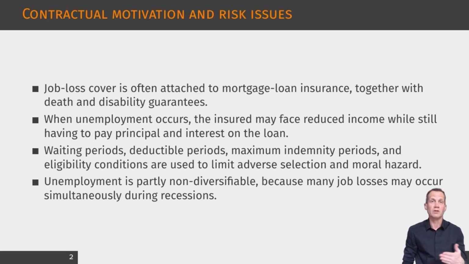Job loss insurance is usually sold in a very concrete financial context. A typical case is a mortgage loan. The borrower has taken out death and disability insurance, and job loss cover is added as an optional rider. If unemployment occurs, the borrower generally experiences a reduction in income but still has to repay principal and interest. The insurer may therefore step in and cover loan payments for a specified period.